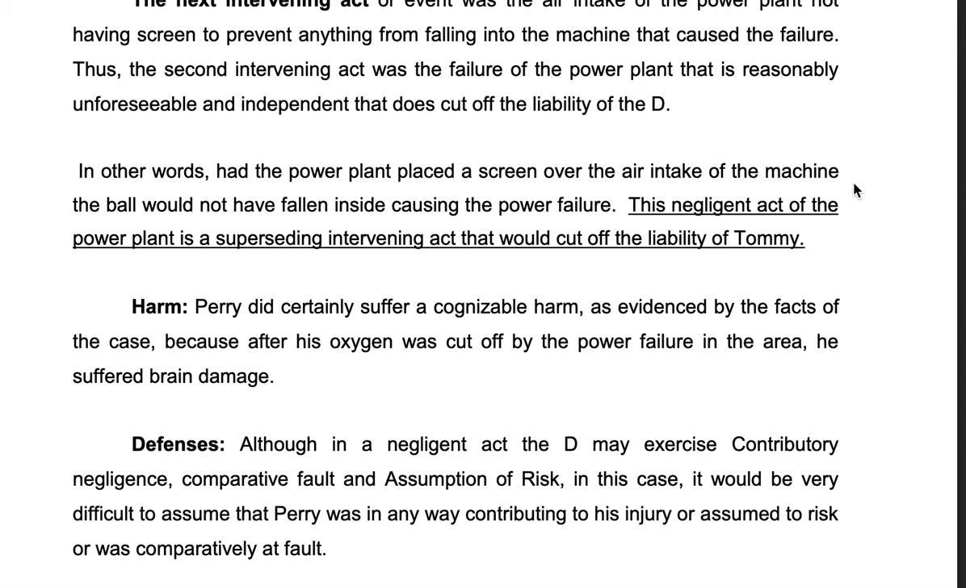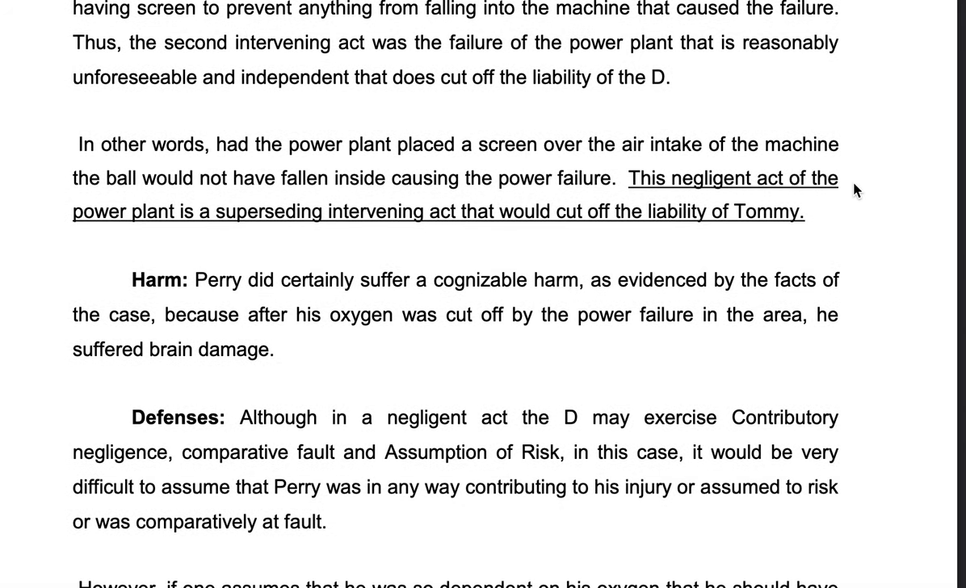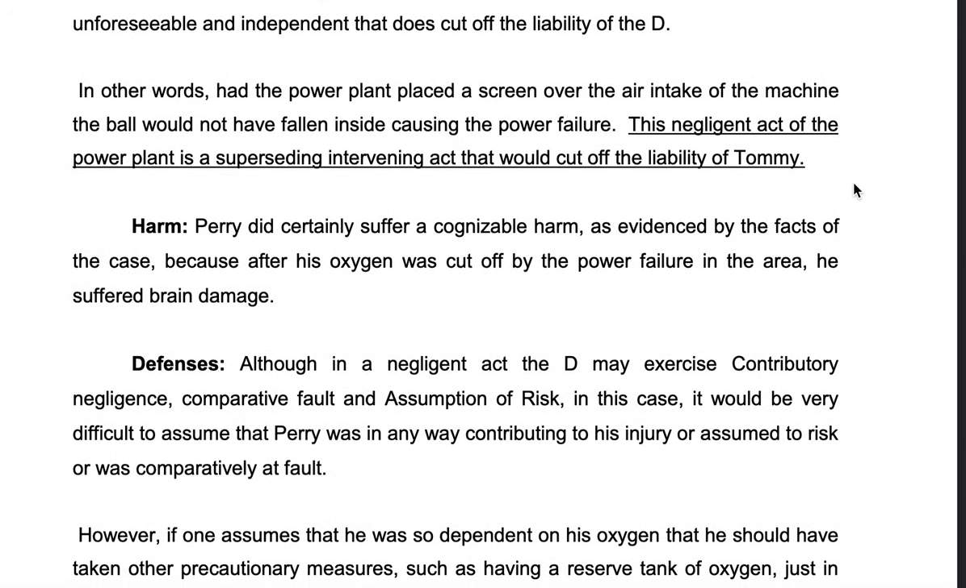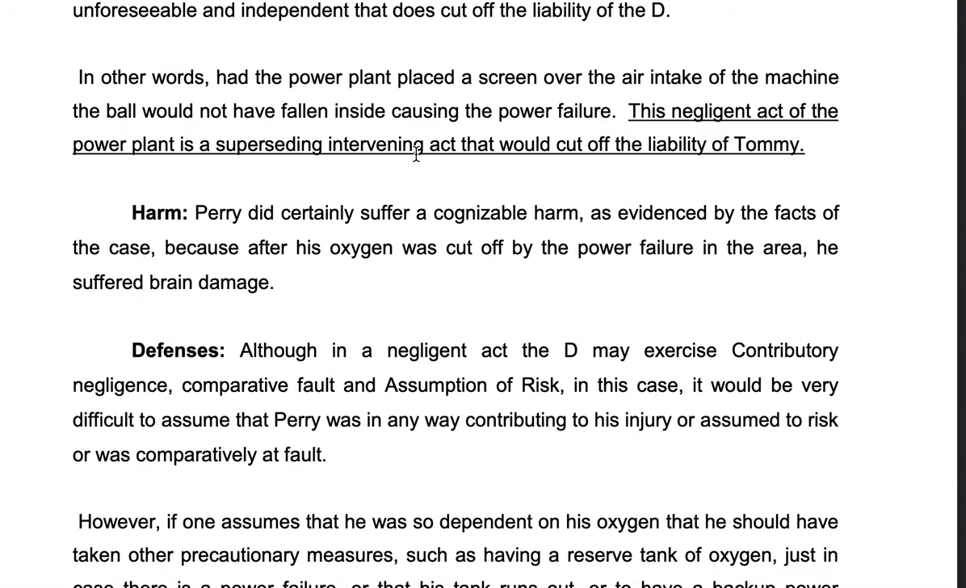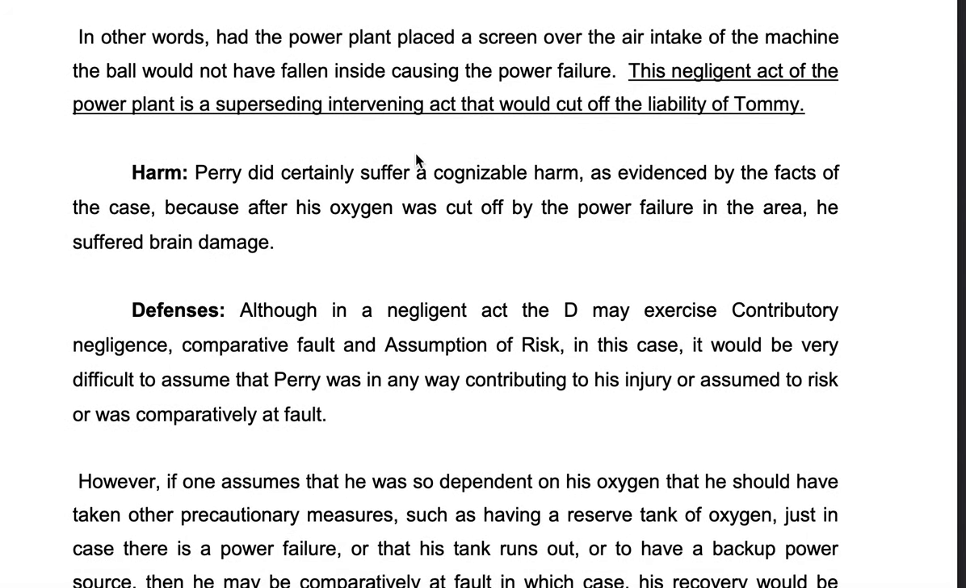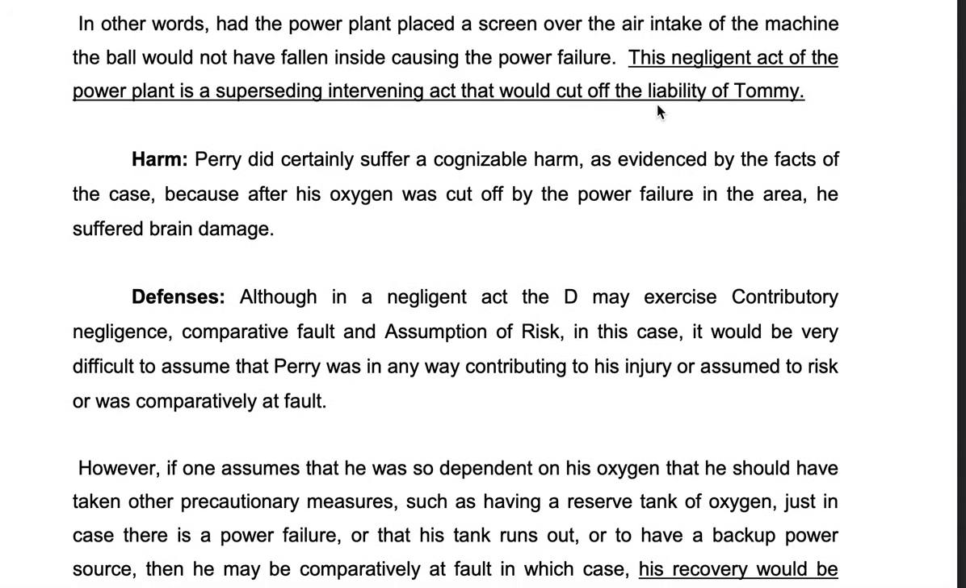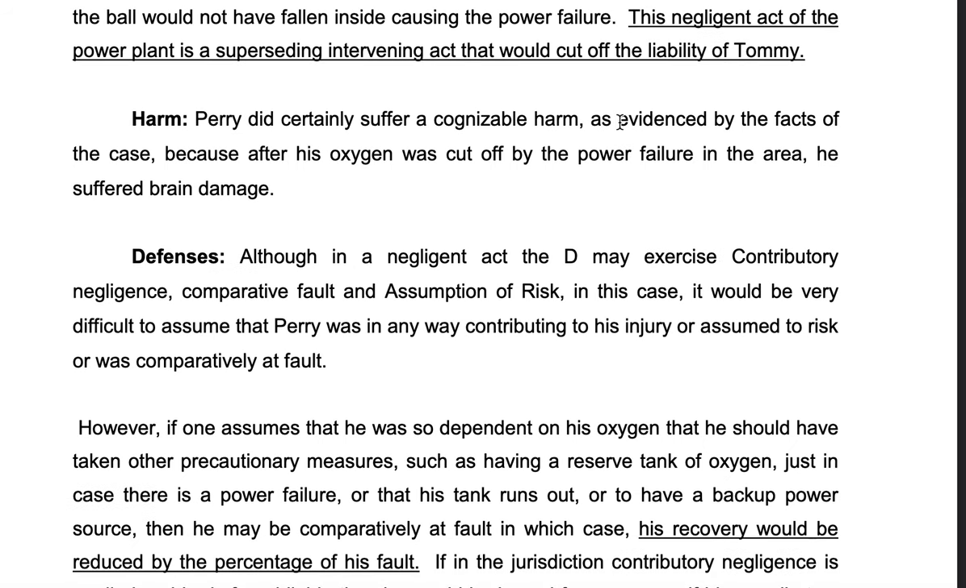Thus, the second intervening act was a failure of the power plant that is reasonably unforeseeable and independent, which does not cut off liability of the D, D for defendant, I suppose. In other words, had the power plant placed a screen over the air intake of the machine, the ball would not have fallen inside, causing the power failure. The negligent act of the power plant is the superseding intervening act that would cut off the liability of Tommy.